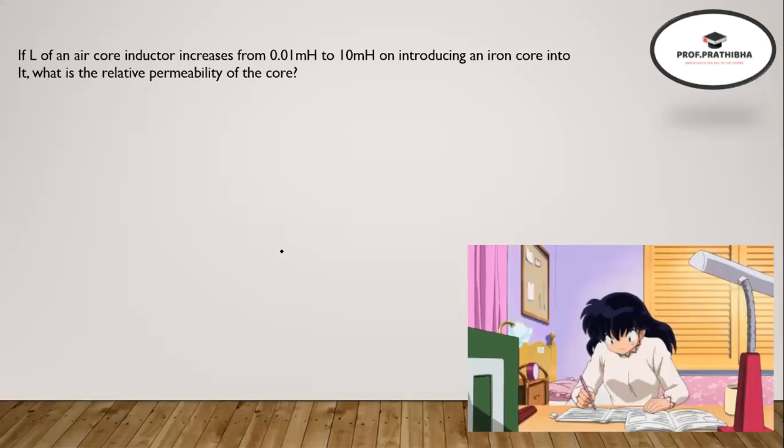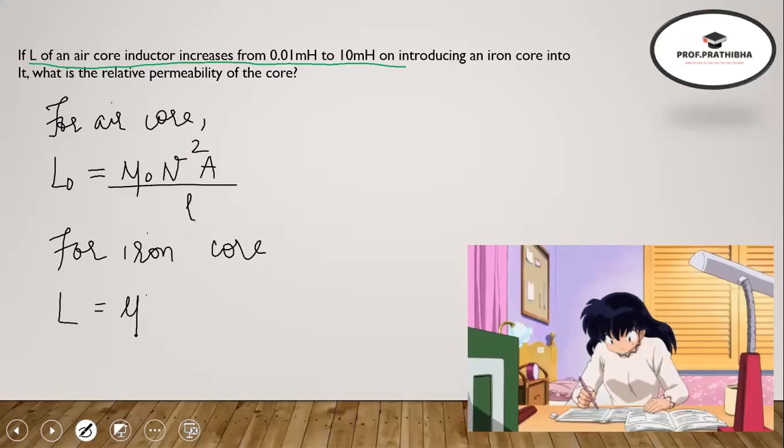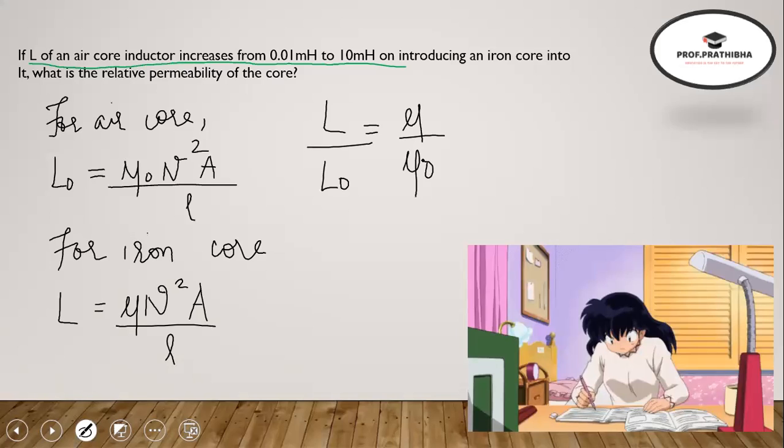We gave you a formula a little while ago: the self inductance of an air core inductor increases, L is increased here. What is the relation between L and mu? For an air core, L naught is mu naught n square A upon l. If iron core is there, if I introduce iron, then L will become mu n square A upon l. Now, if I take the ratio, that is L upon L naught, I will get mu upon mu naught. Agreed?